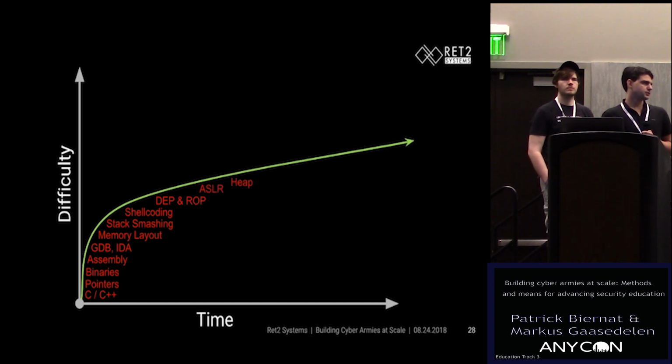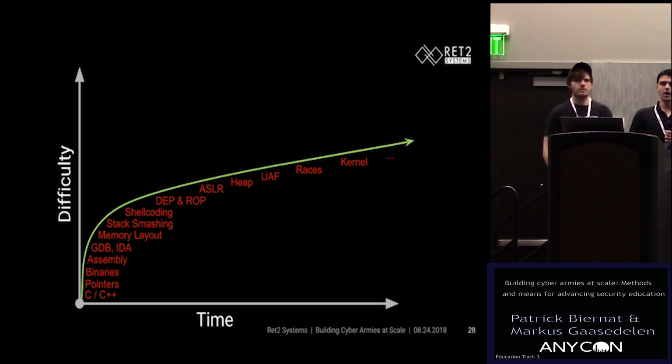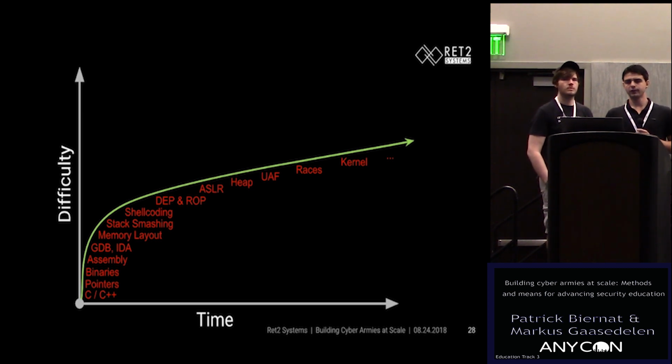Once you've mastered those, you get into other stuff: ASLR, heap exploitation, use-after-free vulnerabilities, race conditions, kernel, other stuff. This is the kind of thing that starts being relevant to modern contexts and modern targets. They're still very difficult, but at this point, you've learned enough that you can incrementally learn on your own.